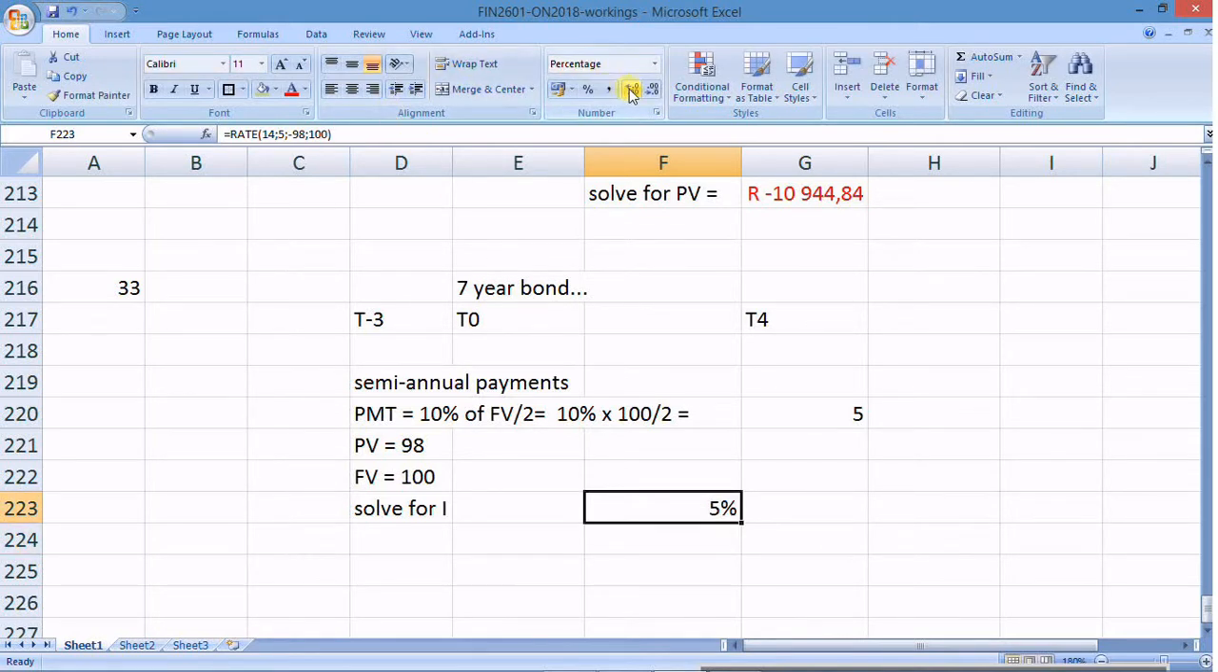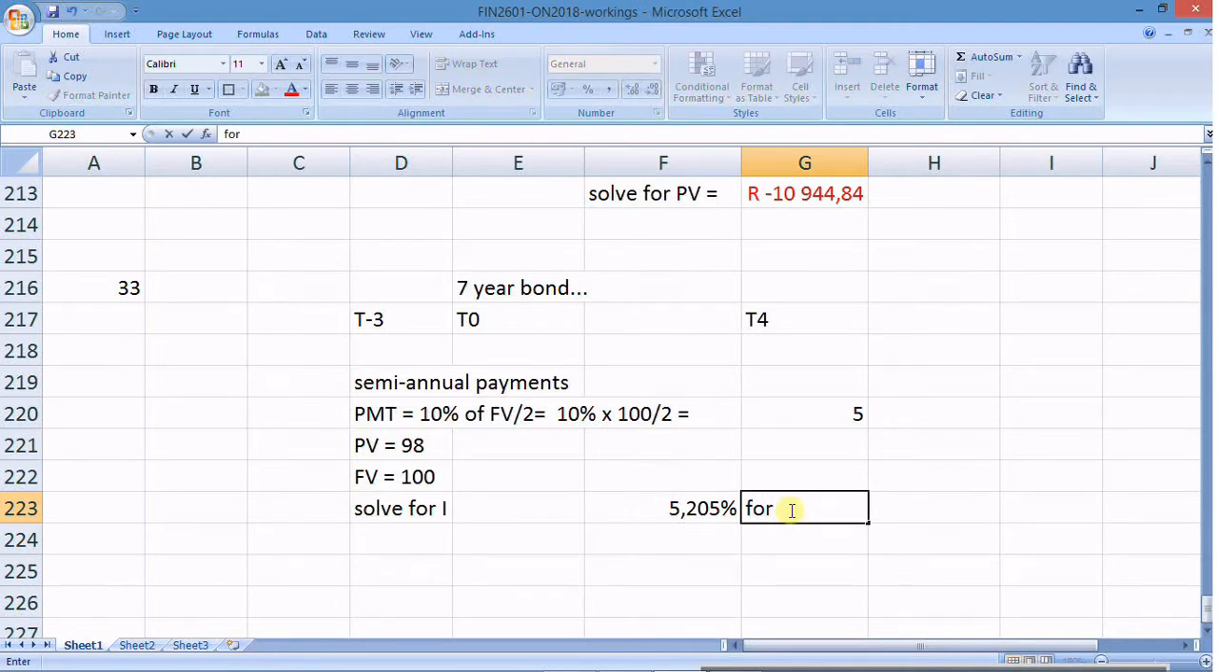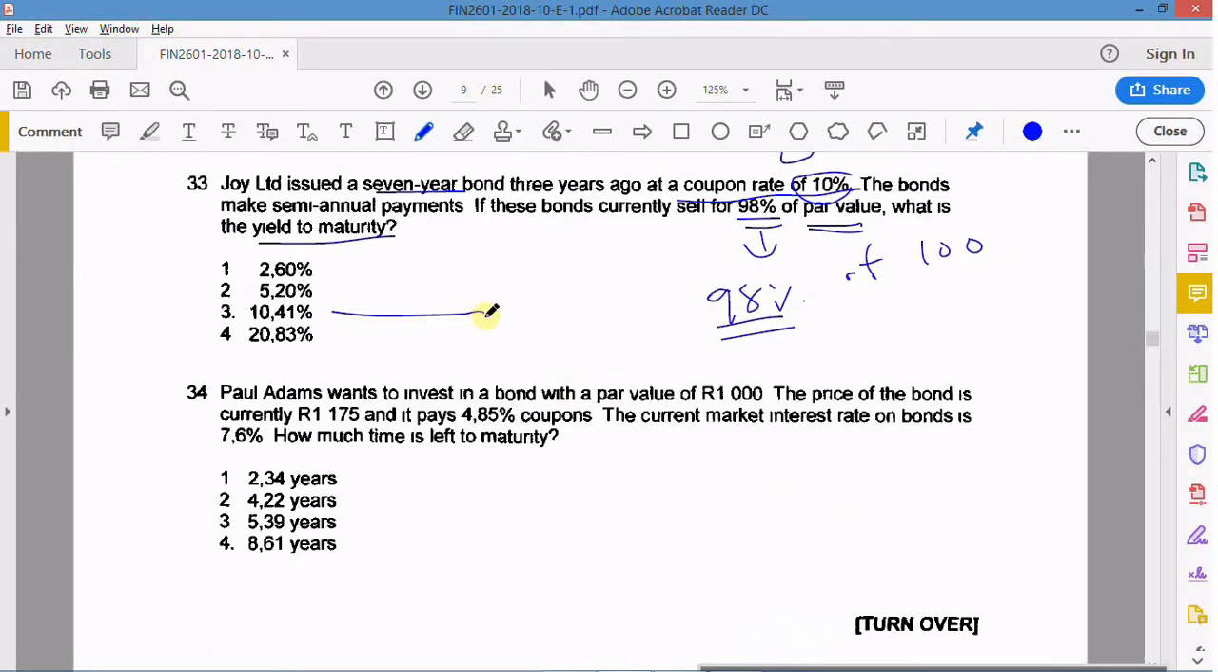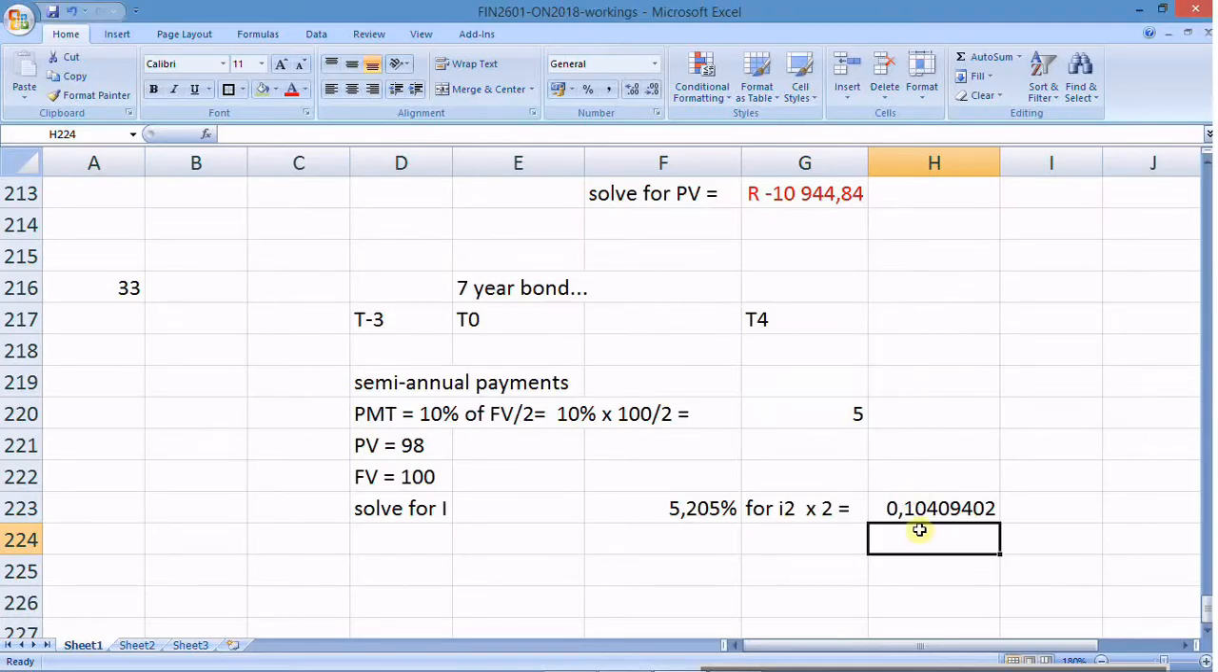But remember, that's for I/Y semi-annual, so you have to times by 2. So you get the yield to maturity. That times 2 gives us 10.4%. Let's just write it down. Times by 100, and then round it off. So 4-1 is correct.